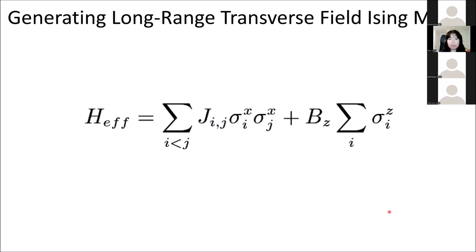So this can be done by using a toolbox that I described earlier. And the final Hamiltonian is this, where I call this J_ij an interaction matrix between the spins. So this is index i of the spin, and this is a general transverse magnetic field. So this is the introduction of the model.